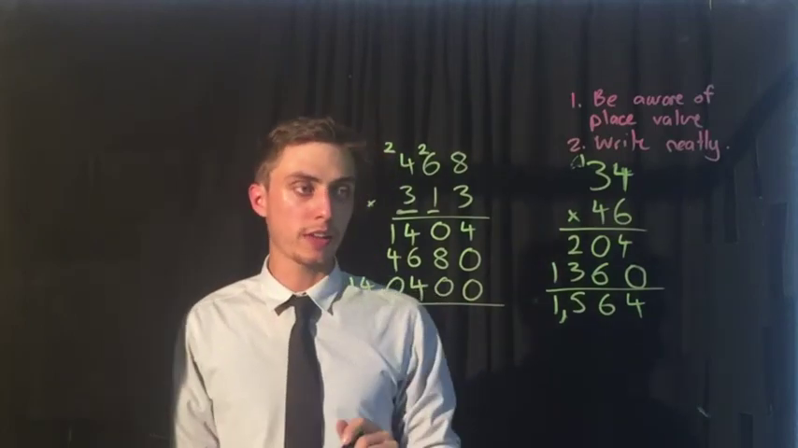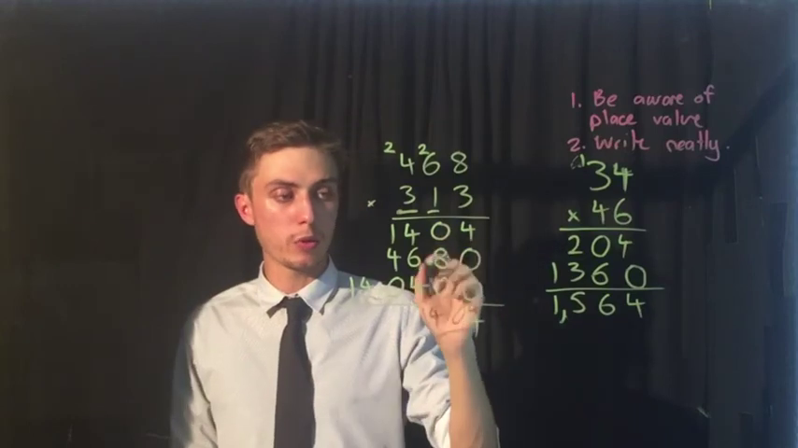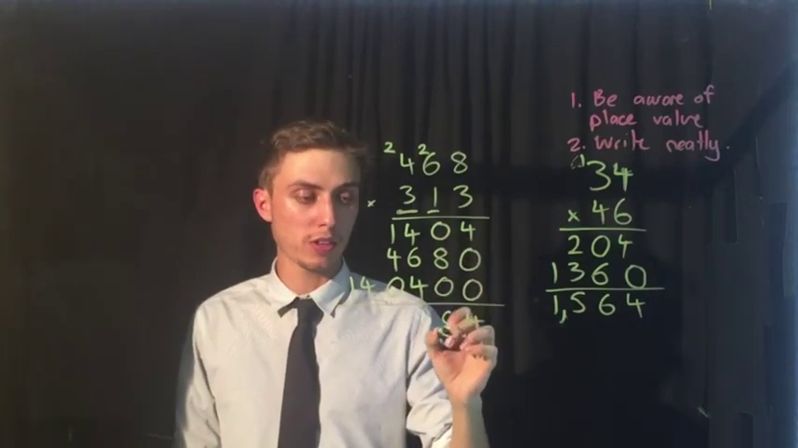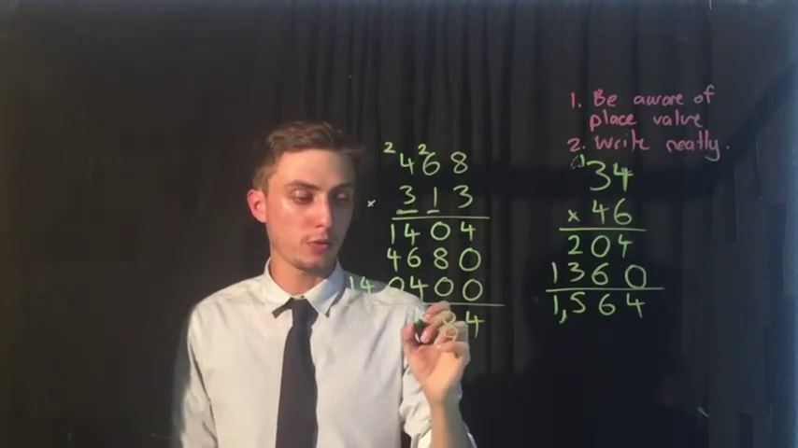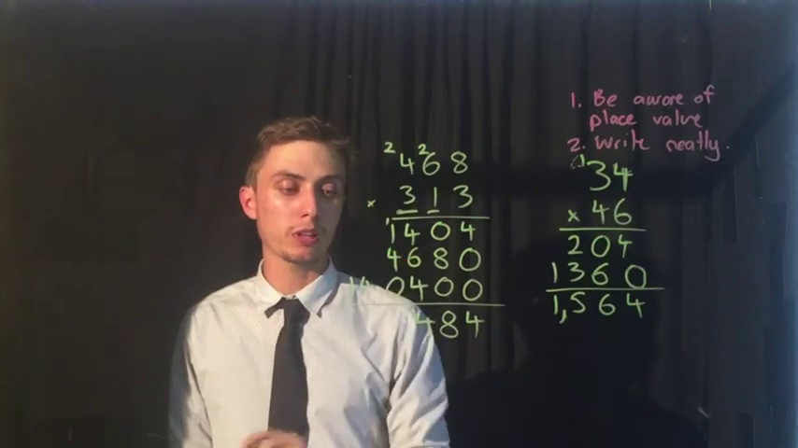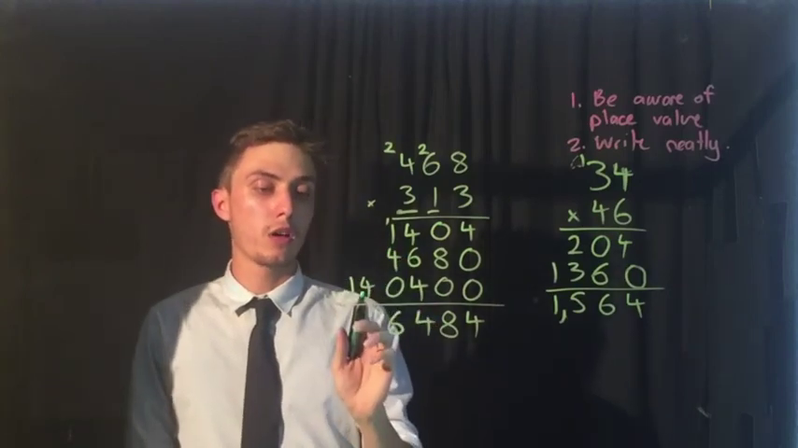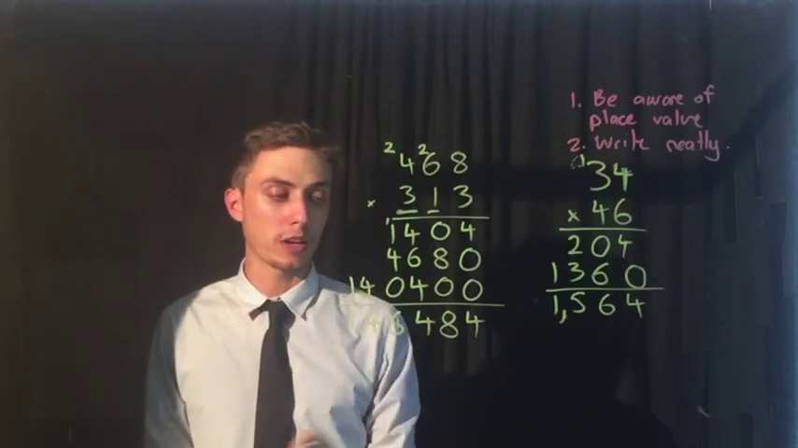Now we're going to add them all together. 4 plus 0 is 4. 0 plus 8 plus 0 gives us 8. 4 plus 6 is 10. Plus 4 is 14. Carry our 1. 1 plus 1 is 2. Plus 4 is 6. 4 and nothing is 4. And 1 and nothing is 1.